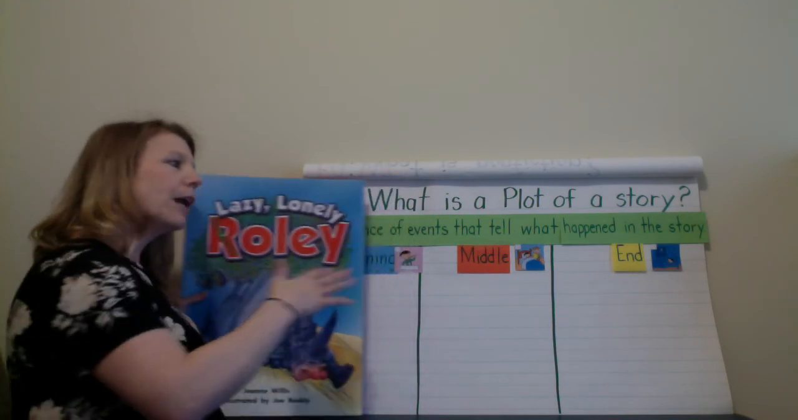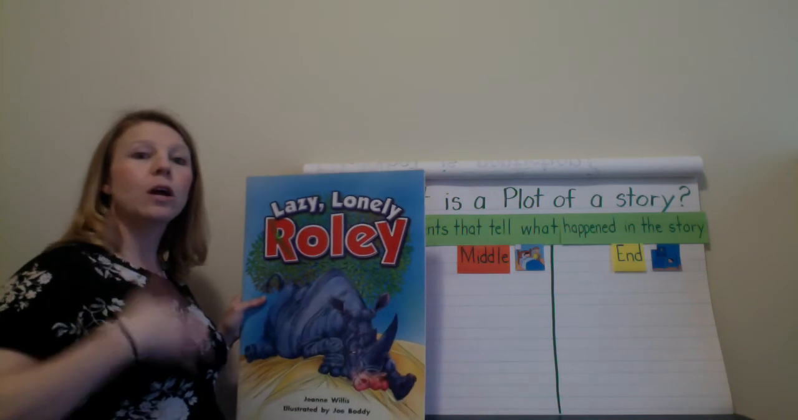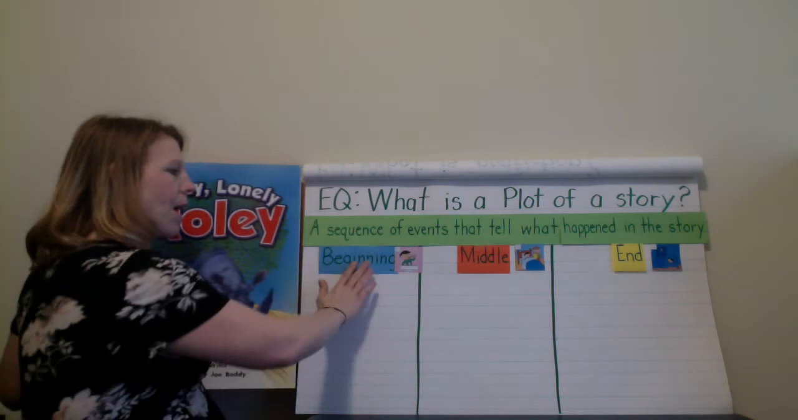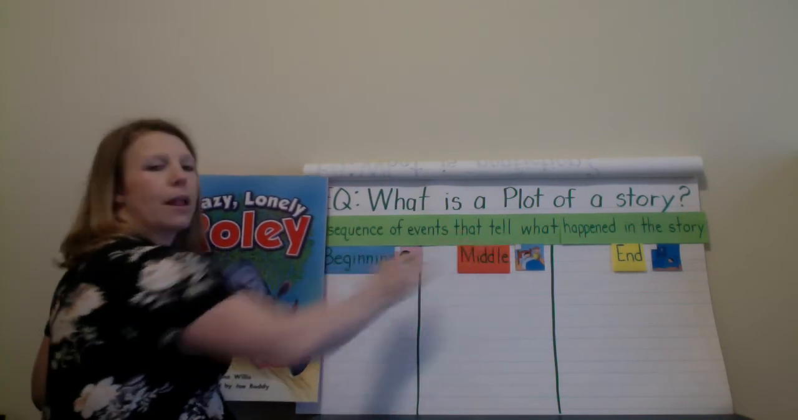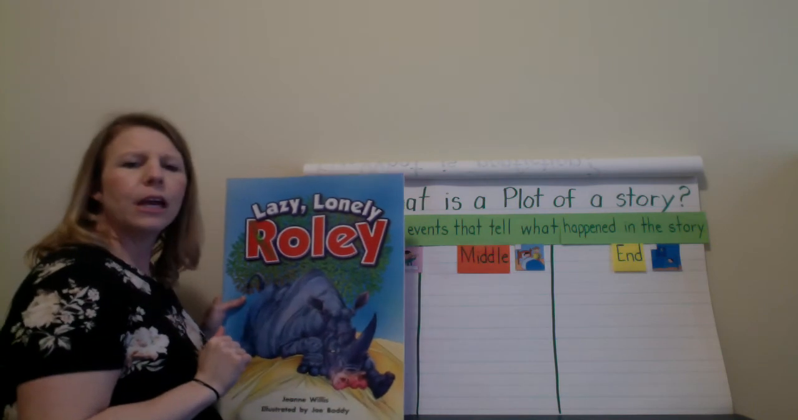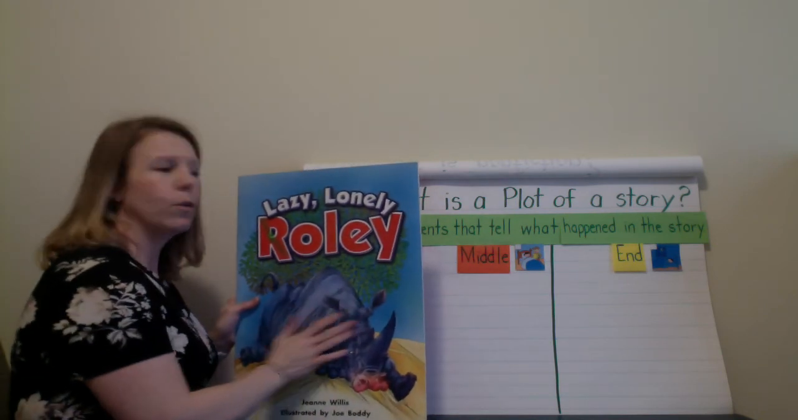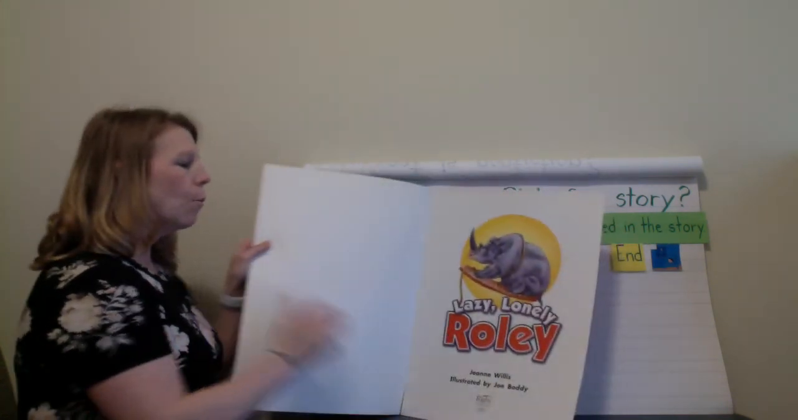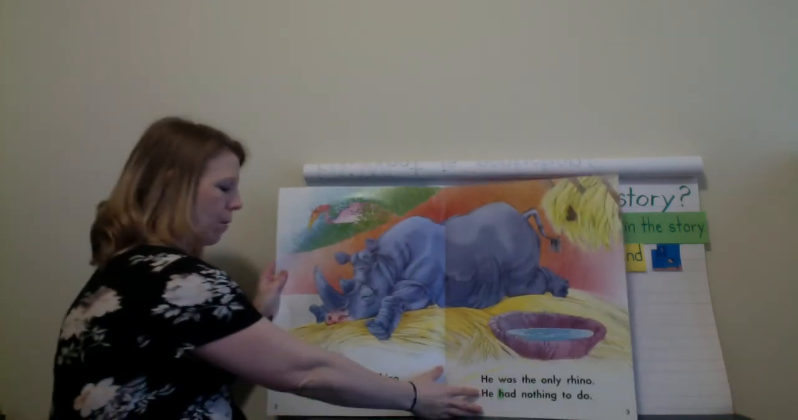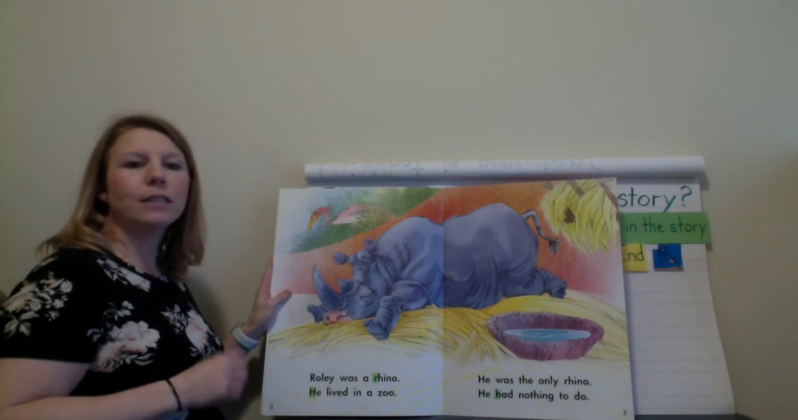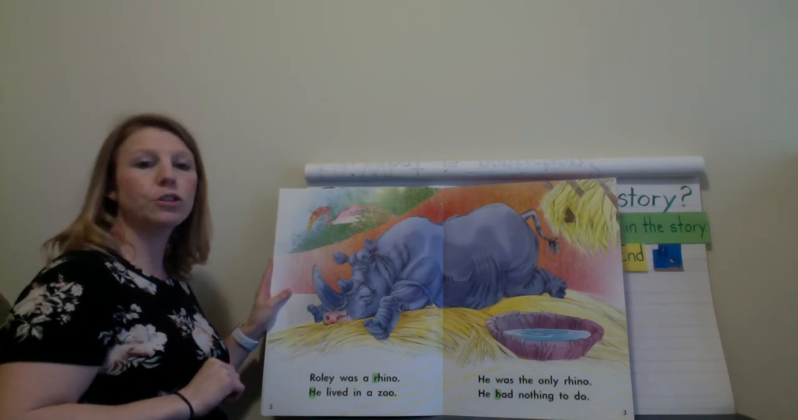When we are looking at a story, we want to be able to tell a partner or a friend or a family member something that happens from the beginning, the middle, and the end. That's our plot. So if we think about the beginning of our story with lazy, lonely Rolly, what's something that happens in the beginning? If you had to tell me something that happens in the beginning of the story, what could you say?